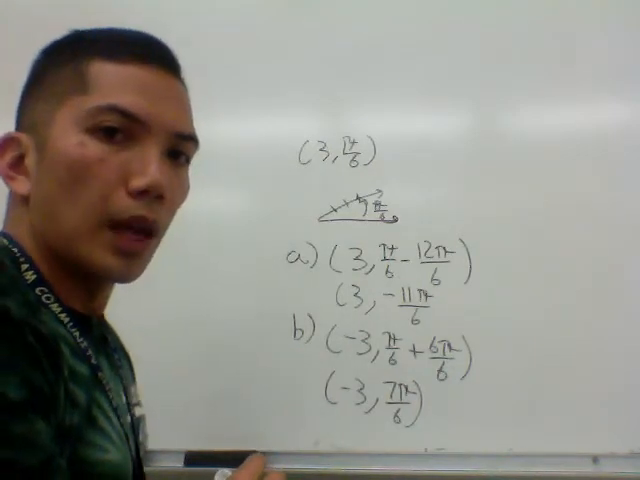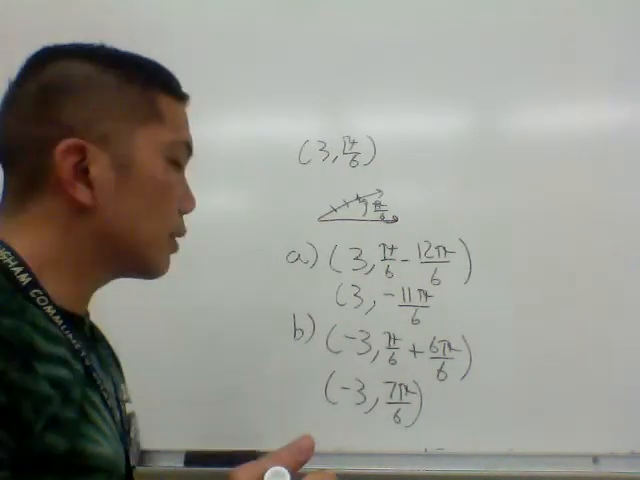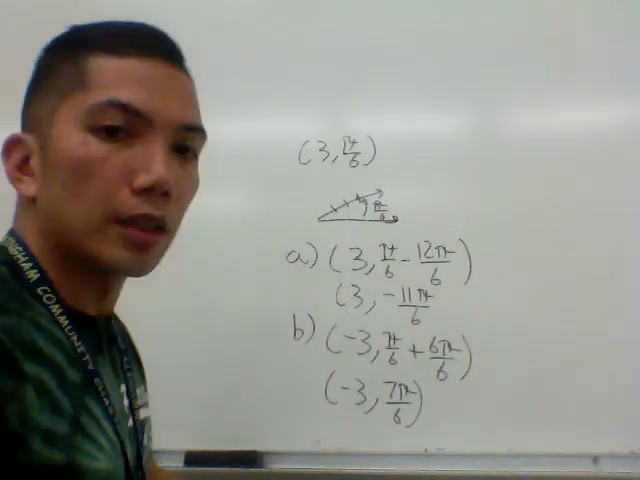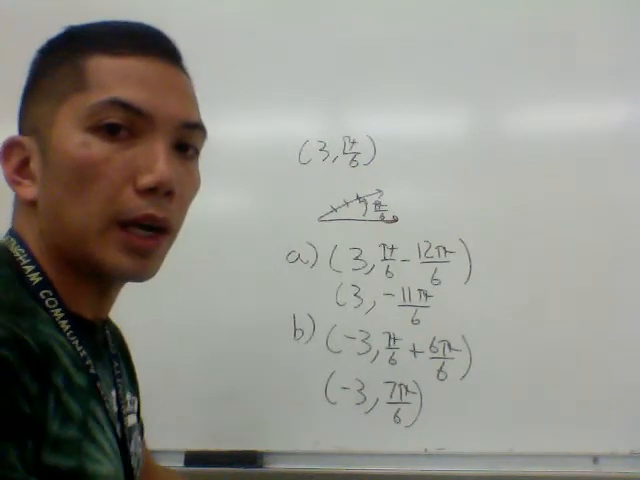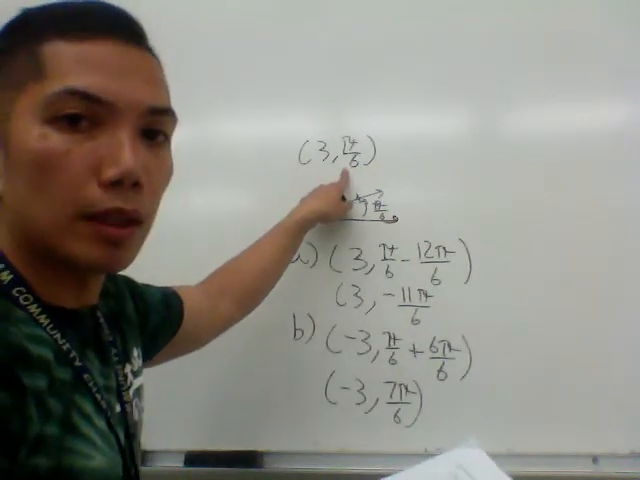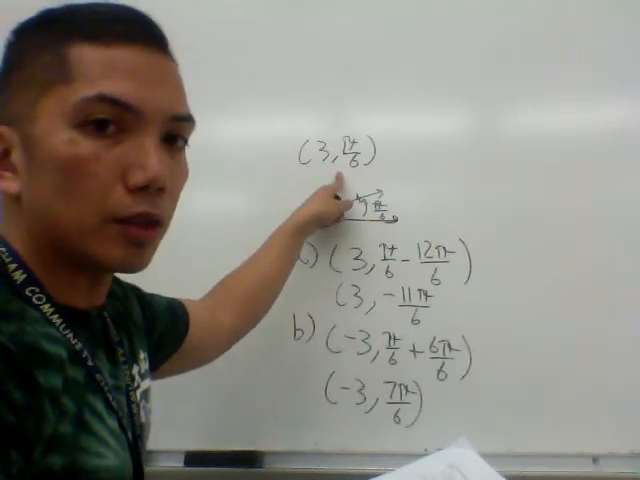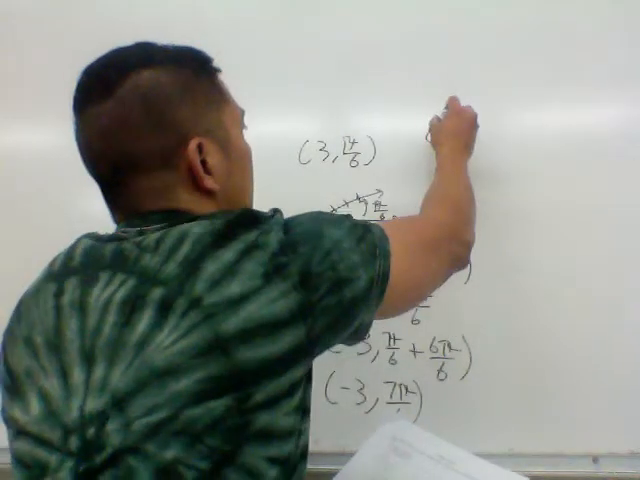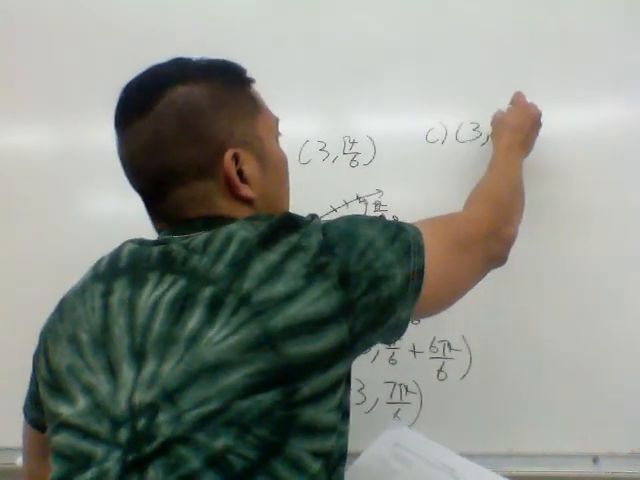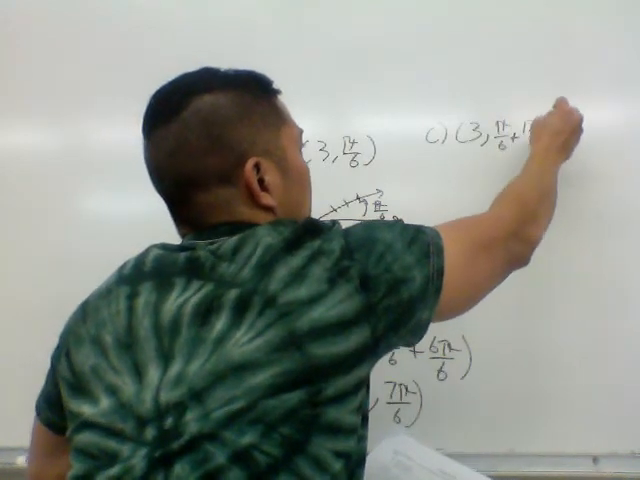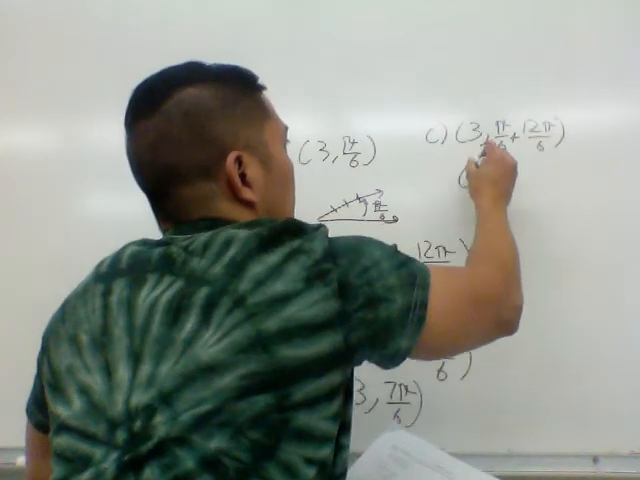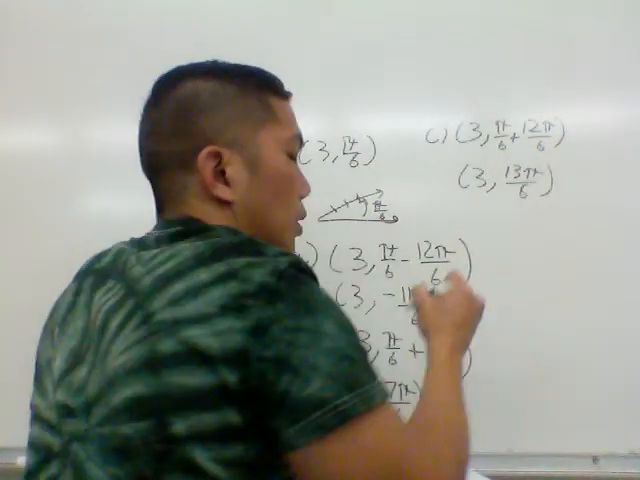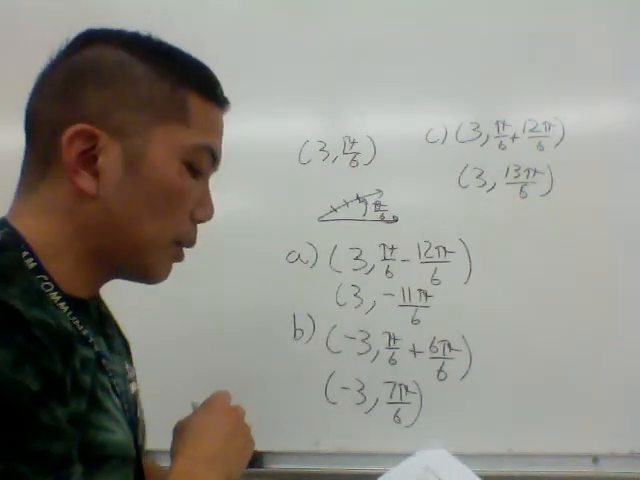And then for letter C, I want r to be positive, but I want the angle to be between 2 pi and 4 pi. Since it's already between 0 and 2 pi, to get it between 2 pi and 4 pi, I'm just going to add another revolution. So for part C, it is 3 pi over 6 plus 12 pi over 6, and my answer is 13 pi over 6. So that's number 1 on the study guide.